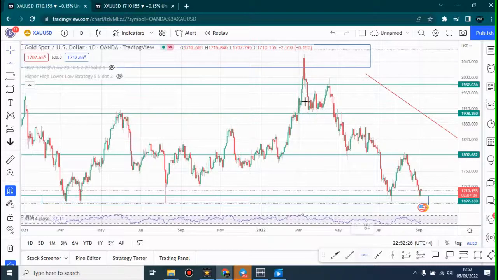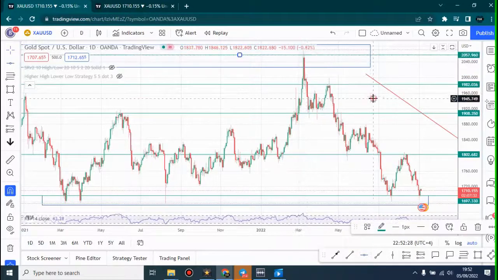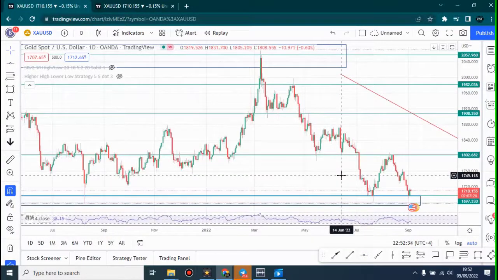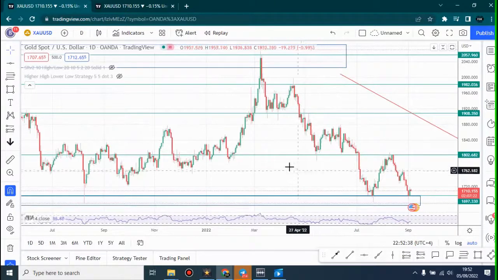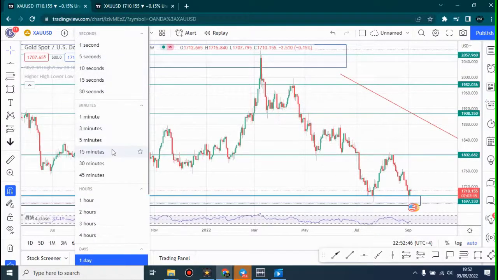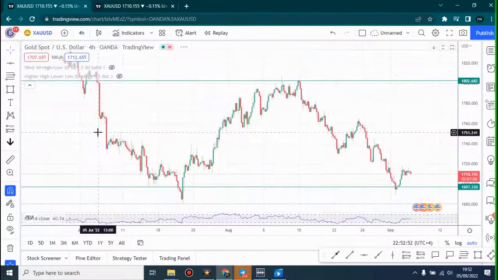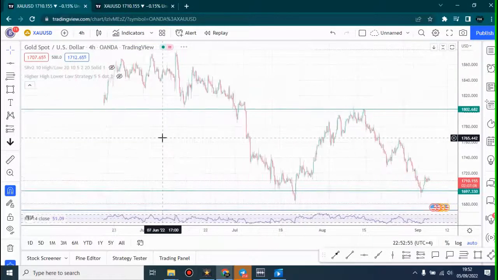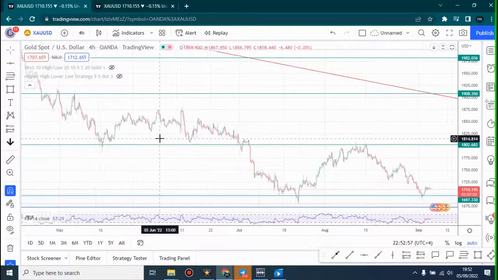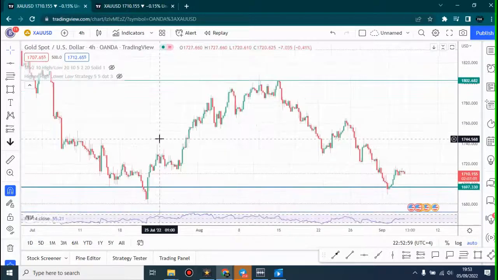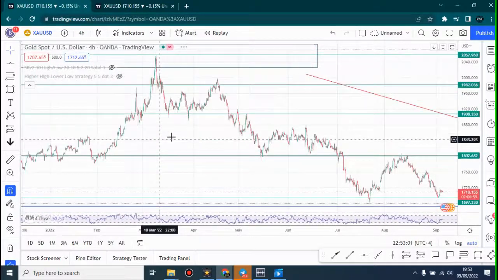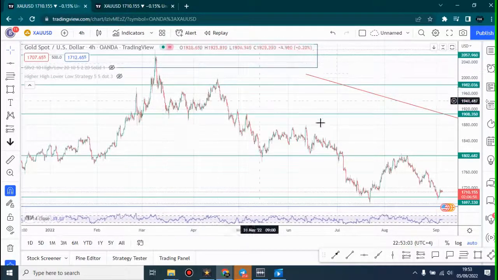So that's it. Once you're done drawing your valid support and resistance lines, it's time for you to go into the 4-hour time frame, knowing fully well that price may respect those lines. So in the 4-hour time frame, what do we see? We can see there's a clear line which we haven't yet drawn.